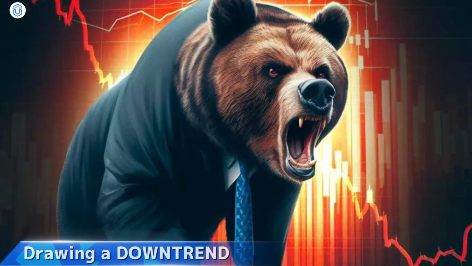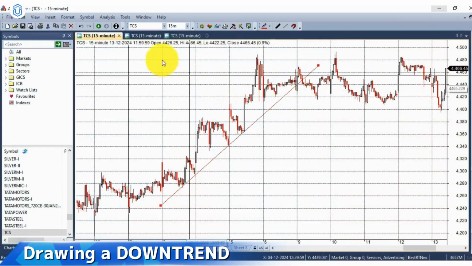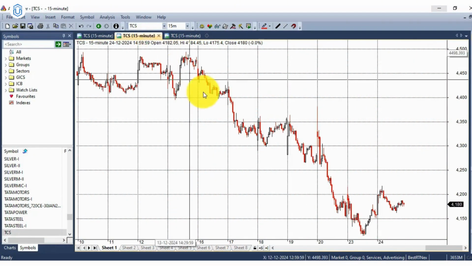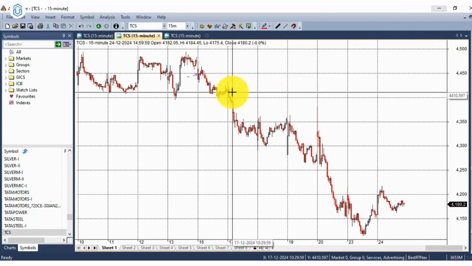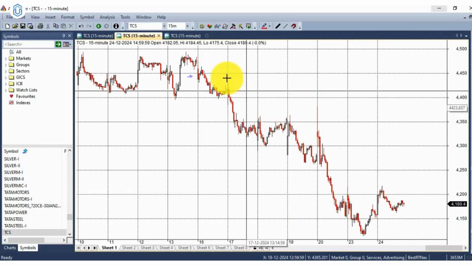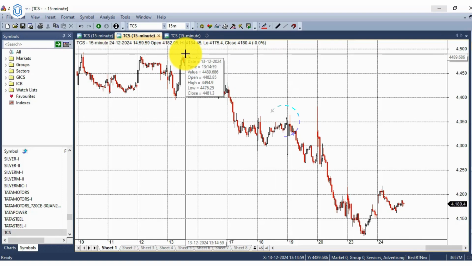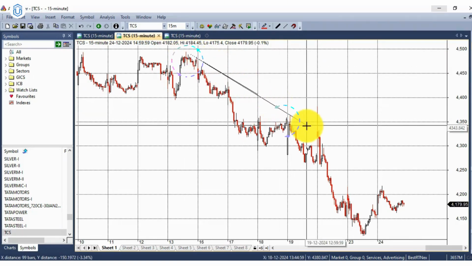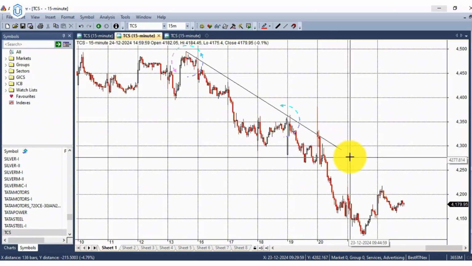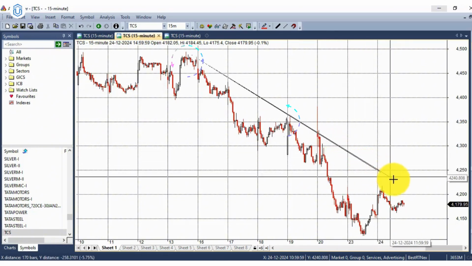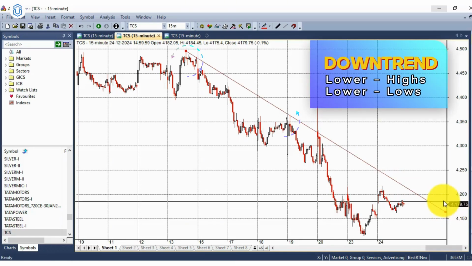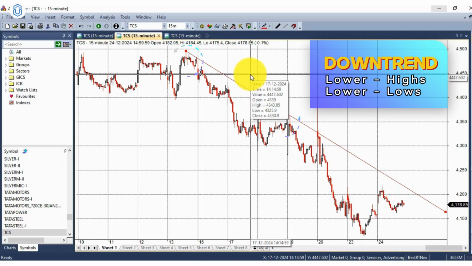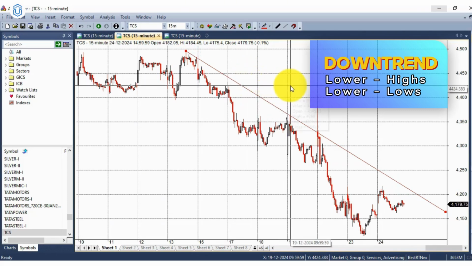Now let's draw a downtrend line. To identify a downtrend, connect the lower highs. Identify two pivot points on the chart where the price has made a high and started to fall. Look at the chart of TCS. Let's mark the two pivots. Click at this high point, then drag the line to the next lower high. Release the mouse and you have drawn the downtrend line. This line will slant downward, indicating that the market is moving down.